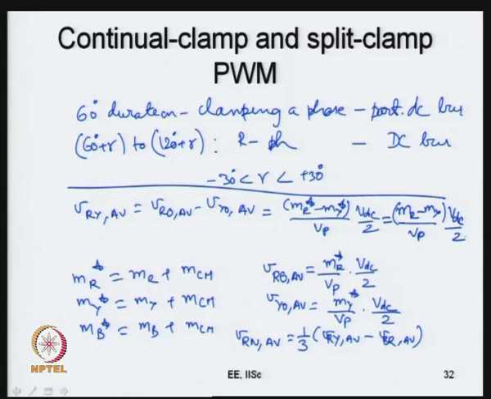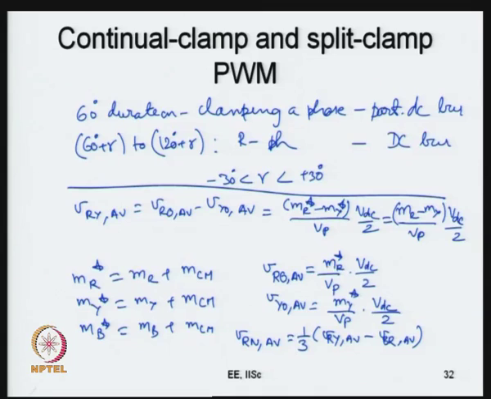So, the line to line voltage does not have a common mode component, but you have the advantage that MR can go greater than 1. It can go all the way up to, I mean the peak value of MR or MY can go all the way up to 2 by root 3. So, that is one significant advantage of doing this bus clamping.